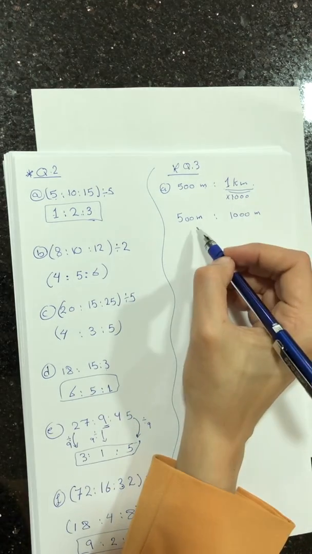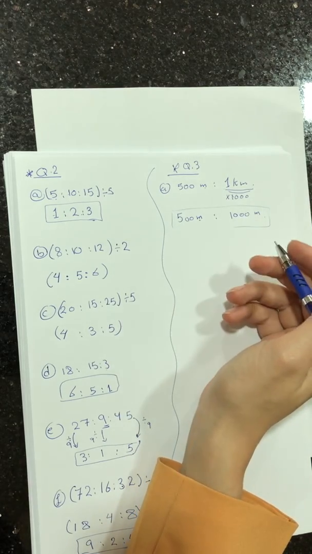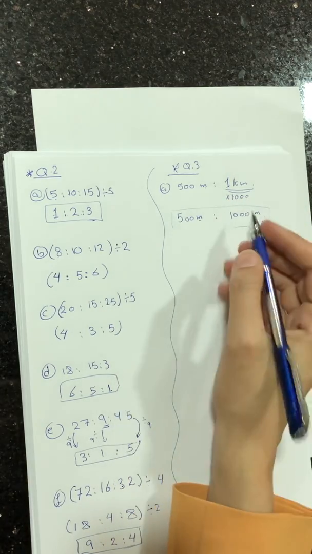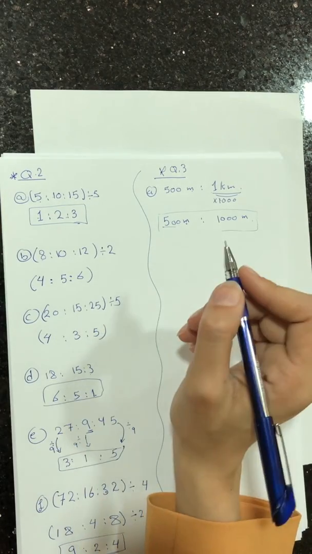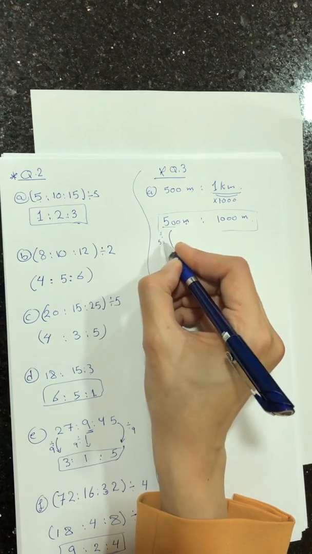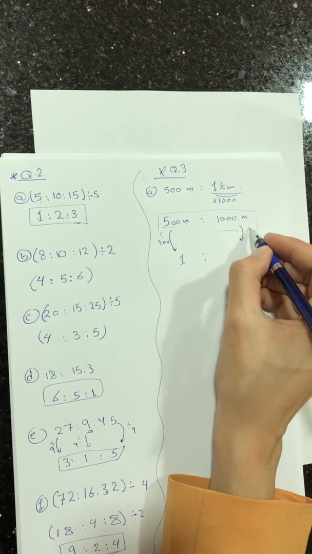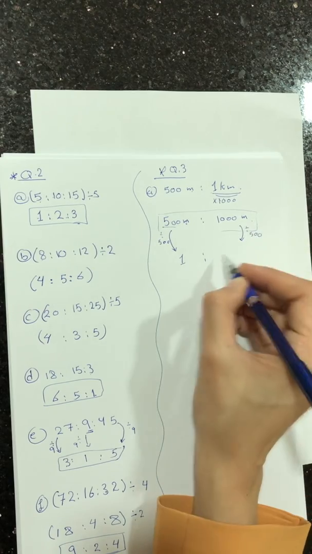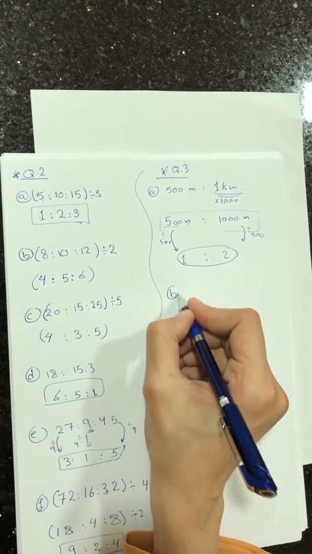Now, this is a new ratio. Both units are the same. Now we can find the simplest form of this ratio by dividing by 500, trying to divide by the smallest number. So 500 divided by 500 is 1, and 1,000 divided by 500 is 2. So the simplest form of the ratio is 1 to 2.